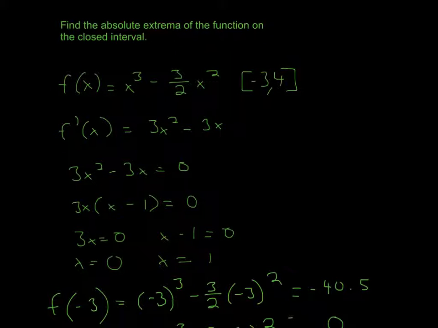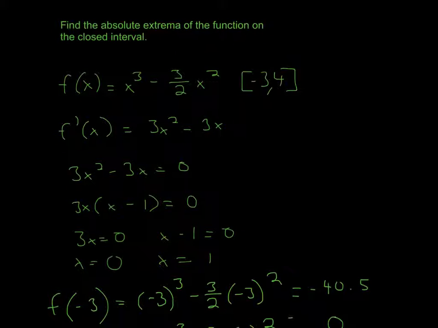For this problem, they want you to find the absolute extrema of the function on the closed interval. So you have your function, you have your closed interval. The first thing you want to do is make sure it's continuous on this interval. So you look at it and it's just an x cubed and an x squared. So there's not going to be any holes or asymptotes.